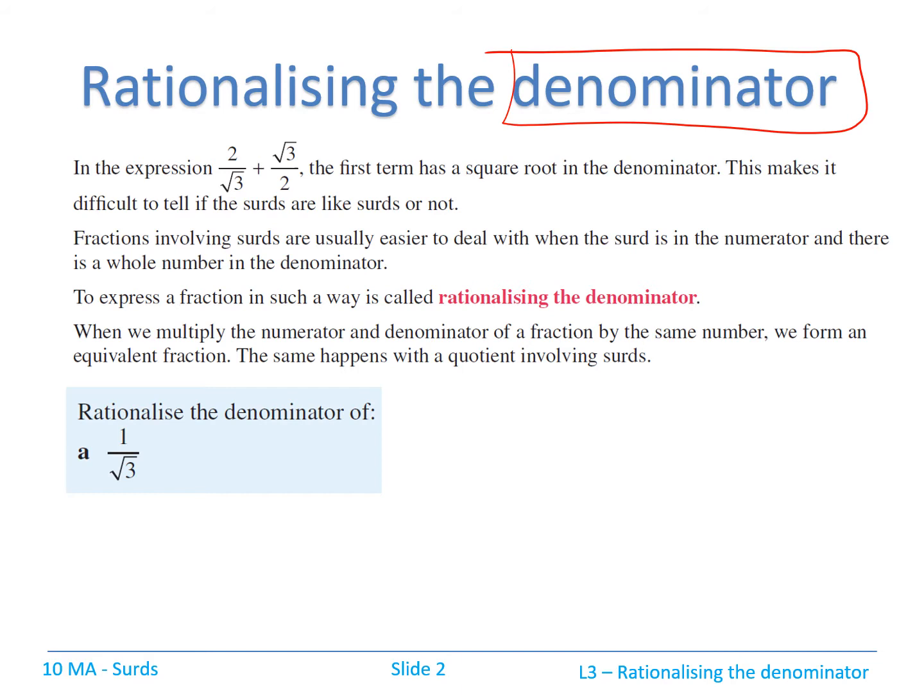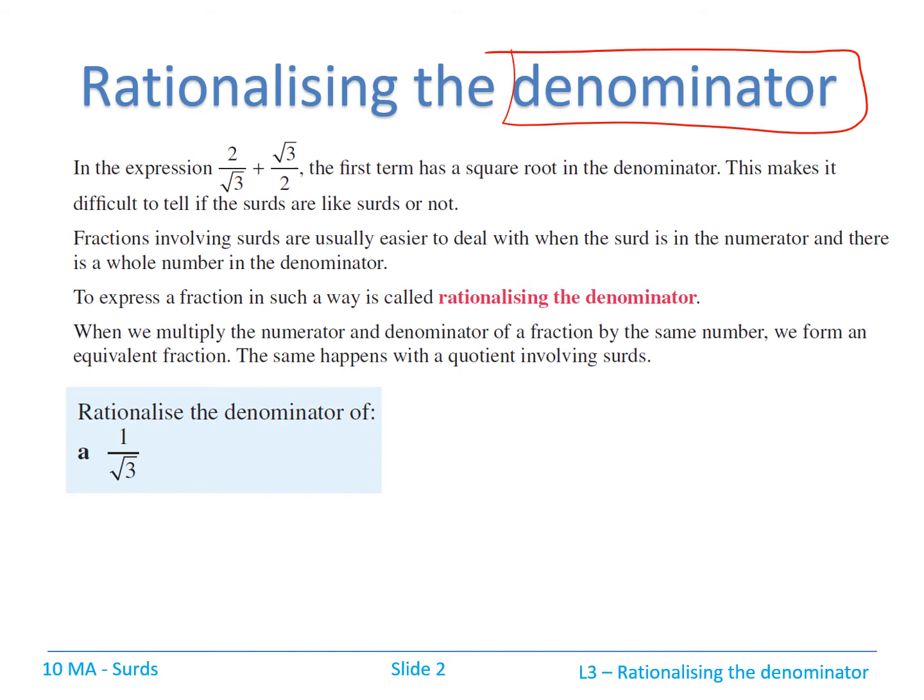So in the expression 2 on root 3 plus root 3 on 2, the first term has a square root in the denominator. This makes it difficult to tell if they're like surds or not. Fractions involving surds are easy to deal with when the surd is in the numerator and there is a whole number in the denominator. To express a fraction in such a way is called rationalizing the denominator. So we're getting rid of the irrational part on the bottom. We're rationalizing the bottom.